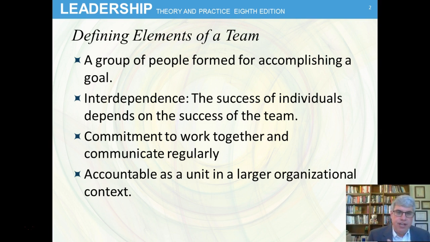And a third characteristic of a team, at least in an organizational context, is that it needs to be accountable as a unit in a larger organizational context. So that's what separates it from an organization as a whole: within the organization you've got kind of a mini organization, a team that's accountable to the organization as a whole. So those are what defines a team in an organizational context.